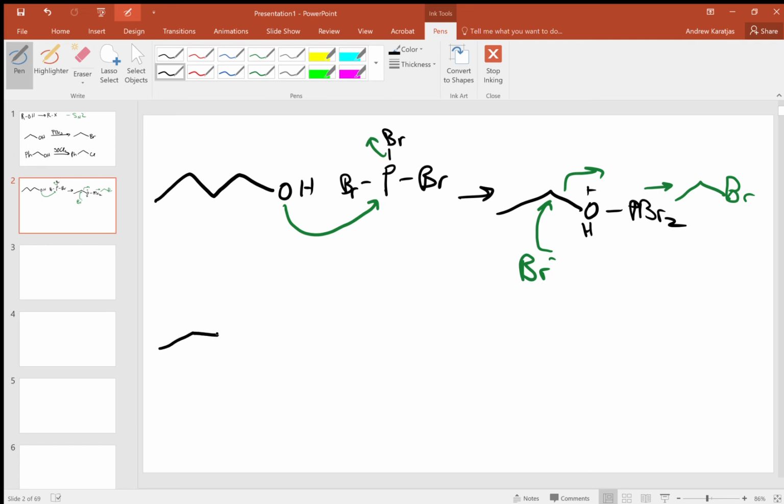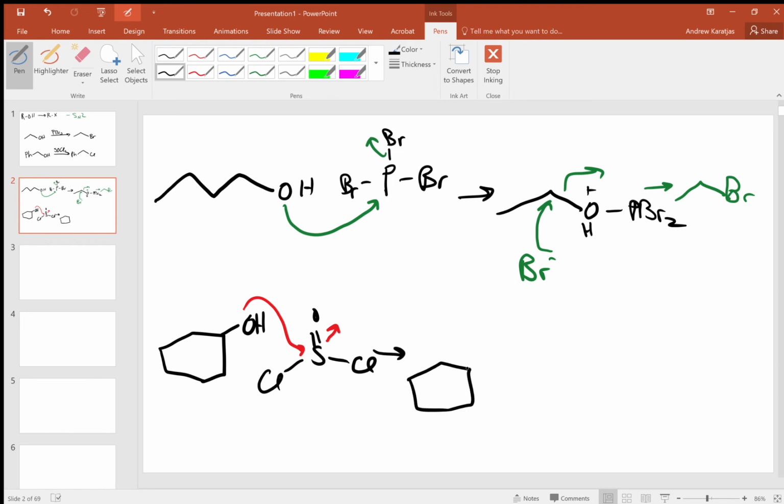The thionyl chloride reaction works in a very similar way. Again, this sulfur, which is bonded to an oxygen and 2 chlorines, is going to be highly electrophilic, and so the alcohol can attack it directly. That intermediate, the O minus, will add its electrons back in, kick out a chlorine.